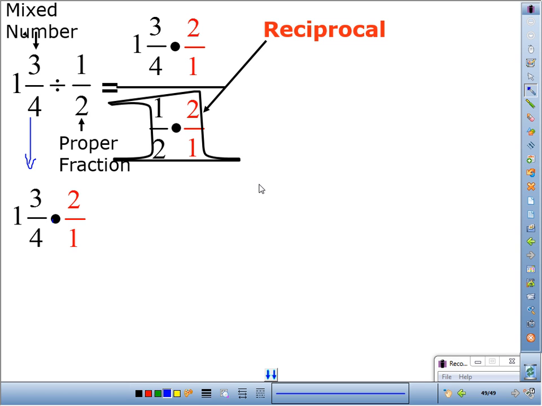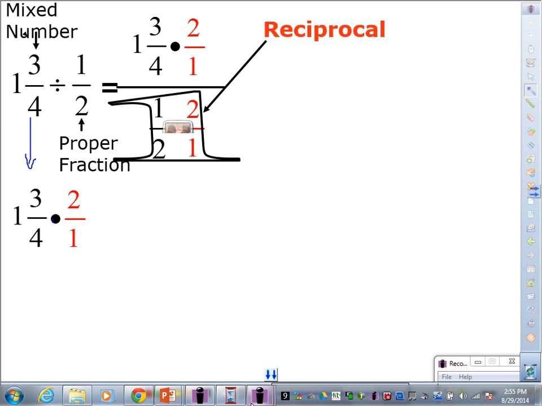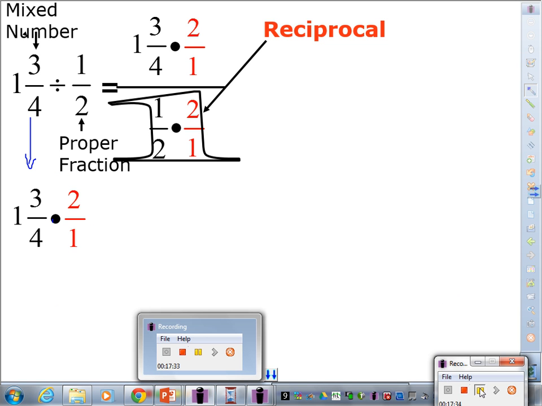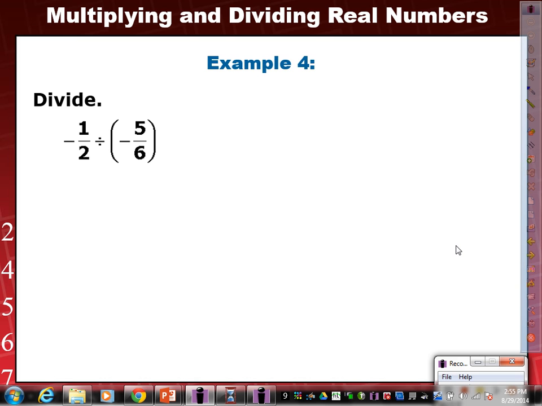Okay. I'm not going to go more into this. Now that we know the why, now let's get some work done. Let's copy this next one down, please. Here we go. Example number 4. Divide negative 1/2 divided by negative 5 over 6.